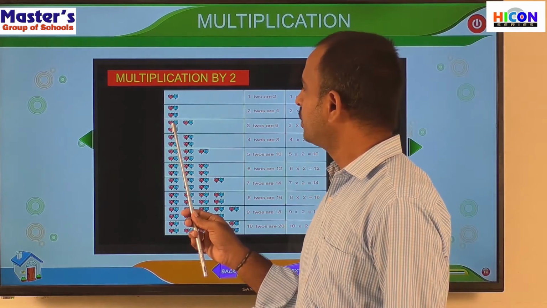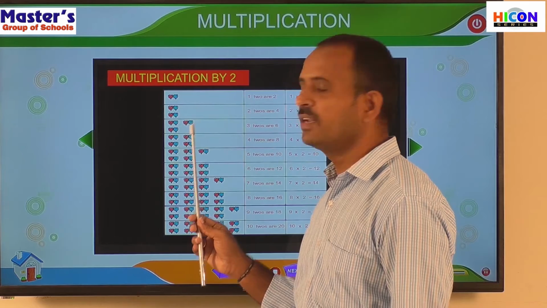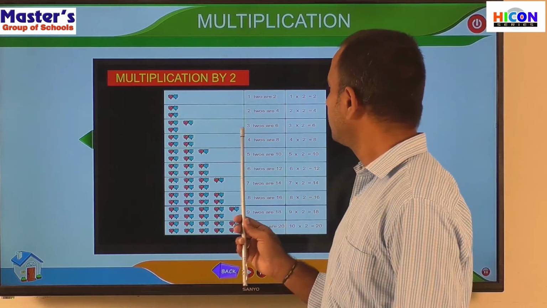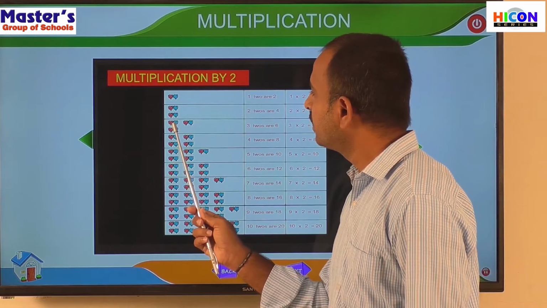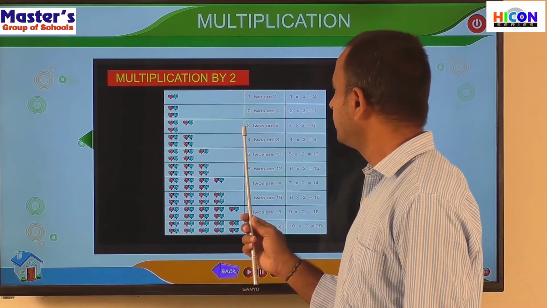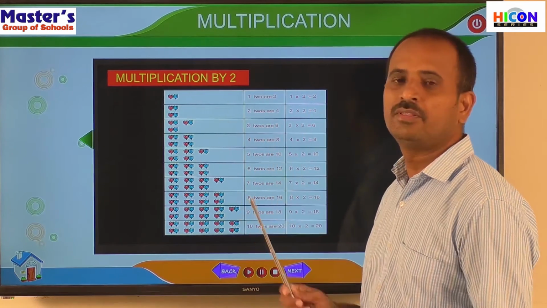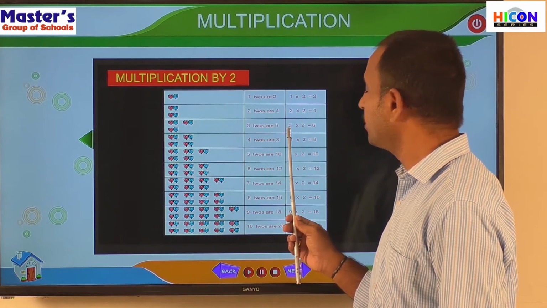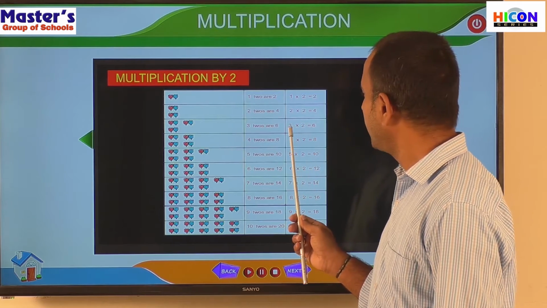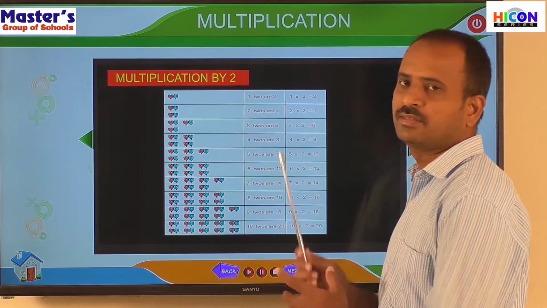See the third row. Children, how many sets are there? There are 3 sets. And how many flowers are there in each set? 2 flowers. That is 3 sets of 2. That is 3 2s. How many 2s are there? This is the first 2, this is the second 2, and this is the third 2. So there are 3 2s. So 3 2s are how many flowers in total? 6. 3 2s are 6, and it can be written as 3 into 2 is equal to 6, and we can also read it as 3 2s are 6.